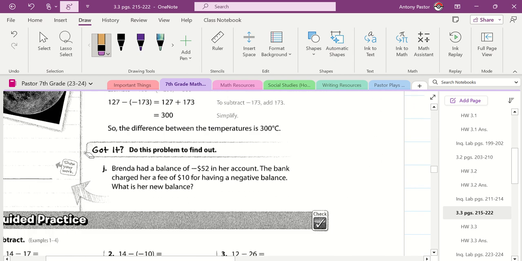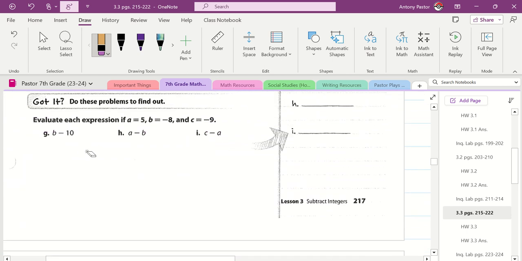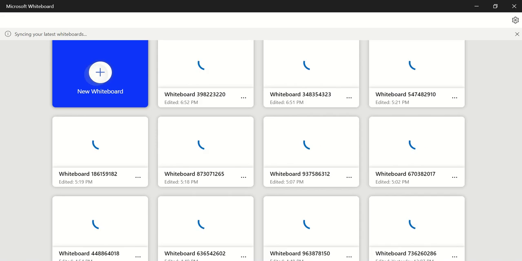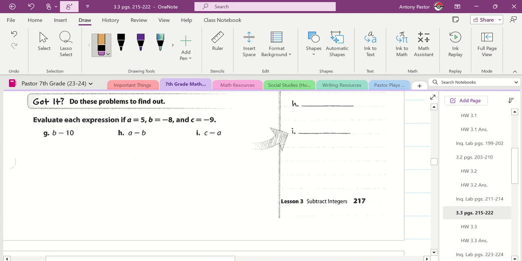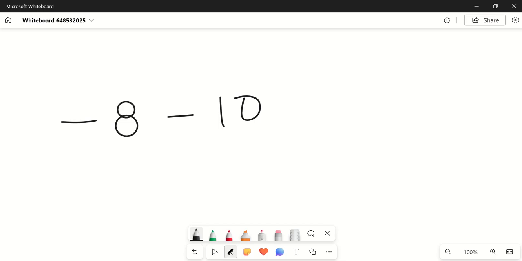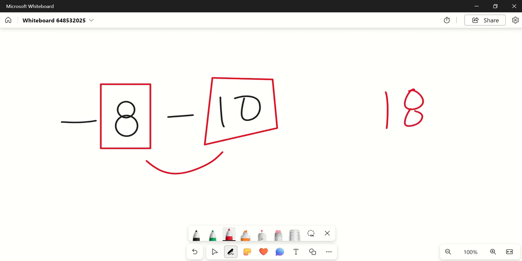We will do these got it problems and the example here. So we're plugging and playing. Our first one is b minus 10. b equals negative 8. So our question is negative 8 minus 10. Negative 8 minus 10. Again, when we have a negative subtracting a positive, what we can do here is just add these two numbers together. This will make 18, but I need to bring the negative symbol over. So negative 8 minus 10 is negative 18.